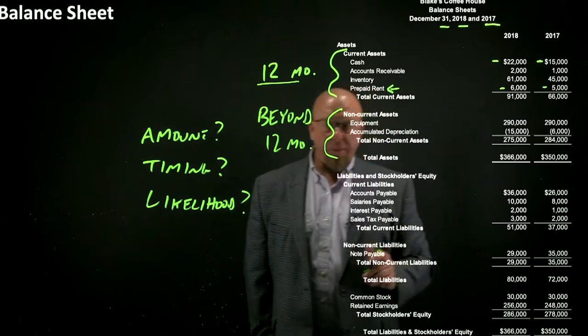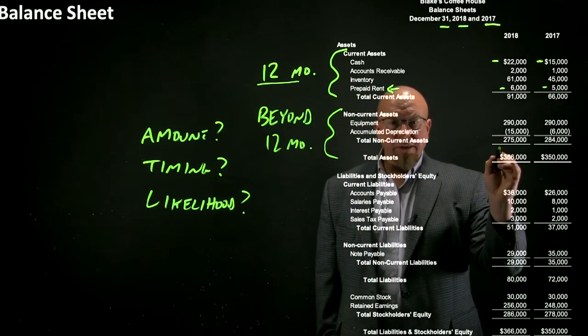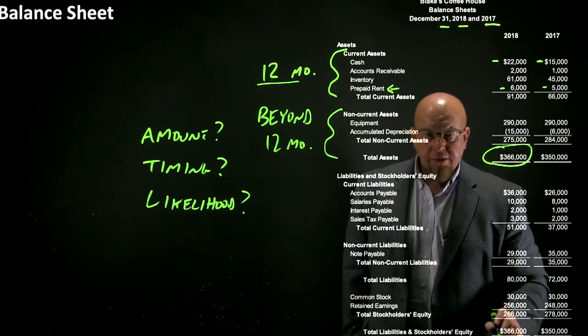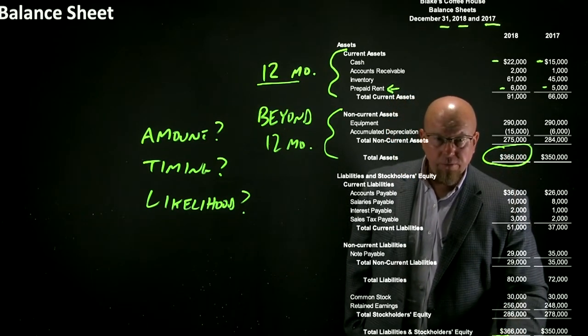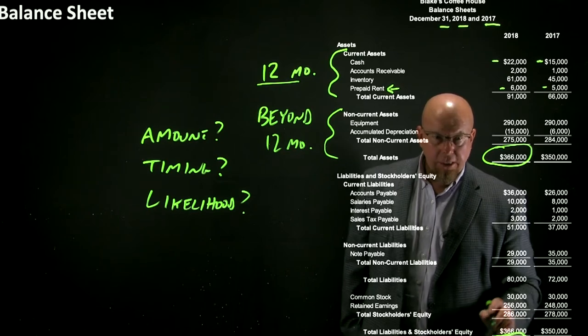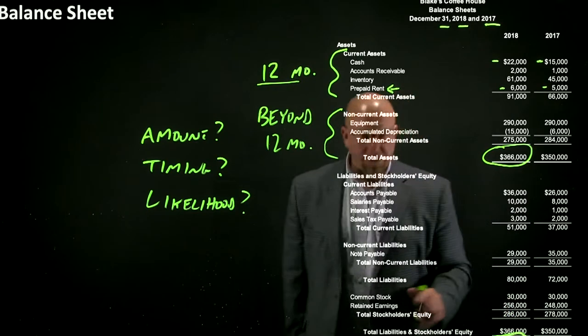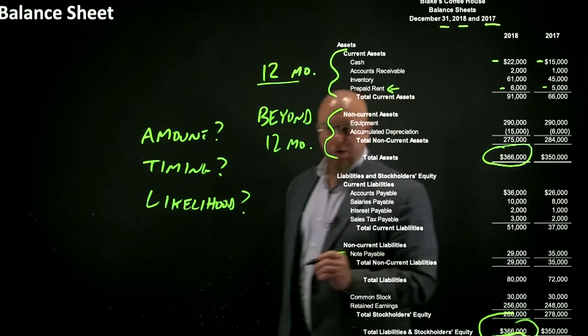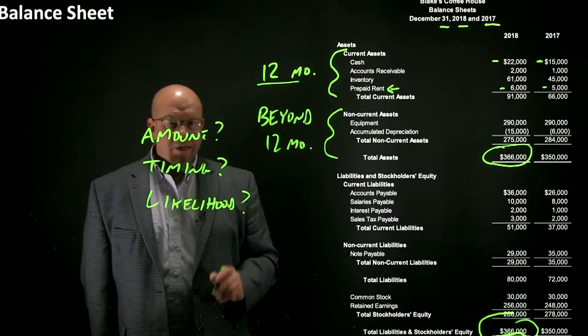Now, the reason this is called a balance sheet is because if we add up all the assets here, that is going to be equal to the liabilities and the owner's equity combined. See if I can do a better circle on that for you guys. Okay, and that's a fundamental thing.